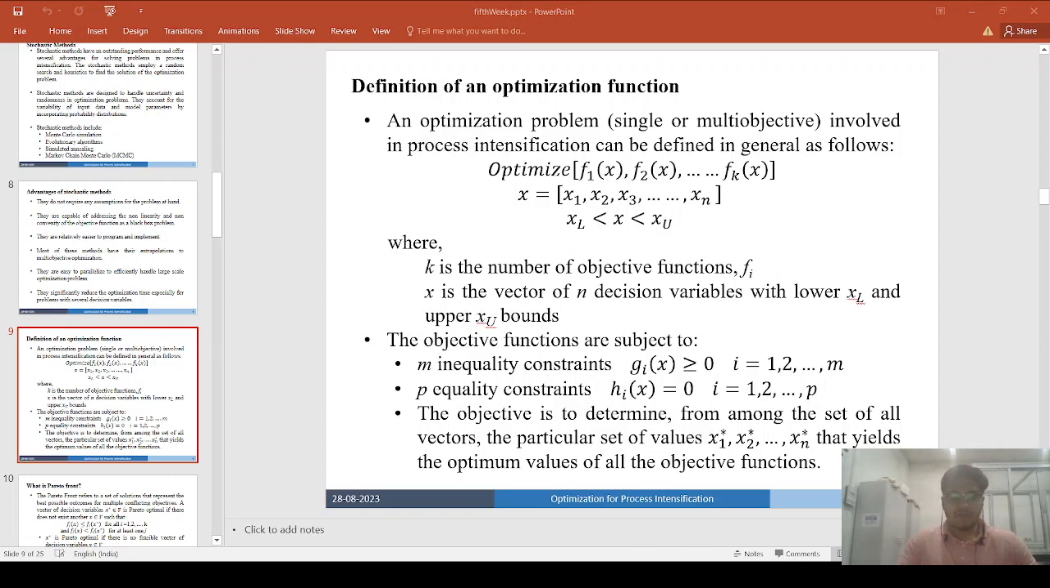So mathematically, the optimization single or multi-objective problem involved in process intensification can be defined in general as follows. So this is the mathematical definition of an optimization problem in process intensification. You can see that it optimizes the function. The goal here is to optimize, and there are multiple objective functions in the square bracket. Now, optimize can mean minimize or maximize. So that's why instead of writing minimize or maximize, I've written optimize.